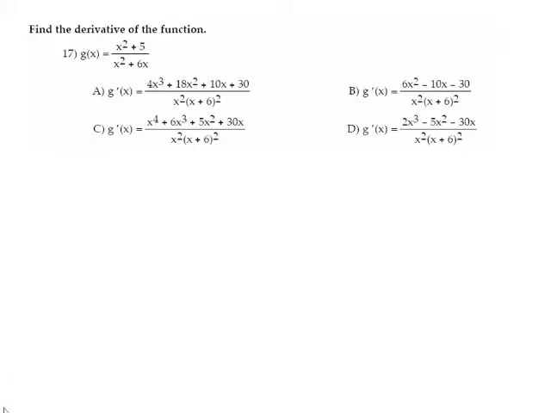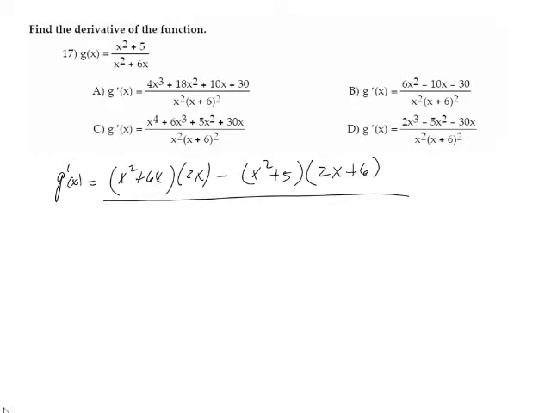Find the derivative of the function. Number 17. Here, there's just no way around this. Generally, you need to use the quotient rule. So g prime of x would be equal to the denominator times the derivative of the top, which is 2x, minus the numerator, the top, which is x squared plus 5, times the derivative of the denominator, which is 2x plus 6, divided by the denominator squared.